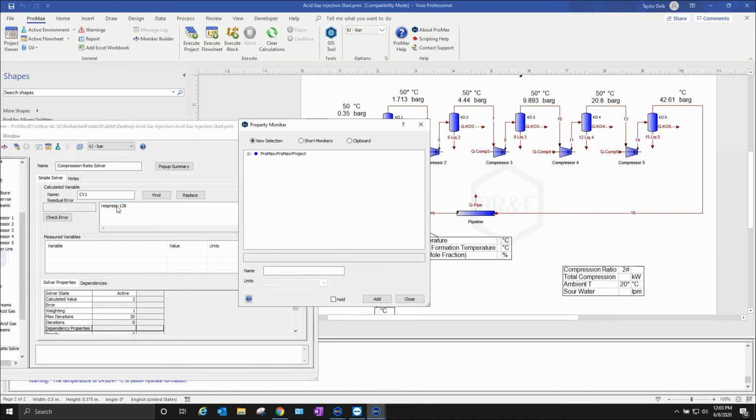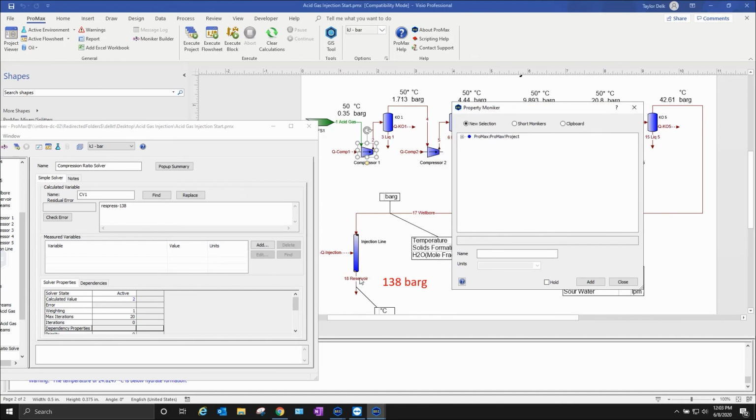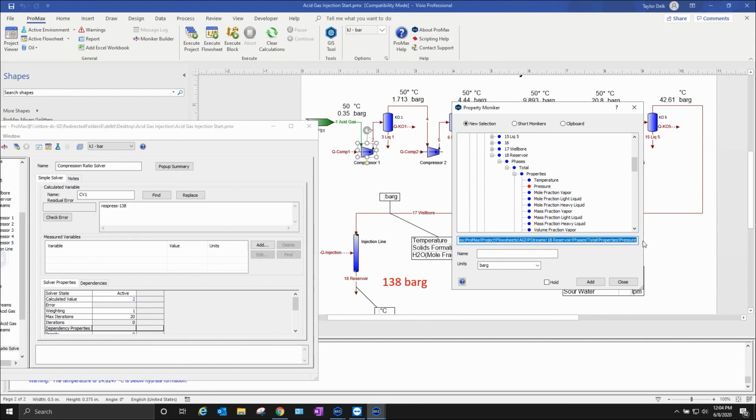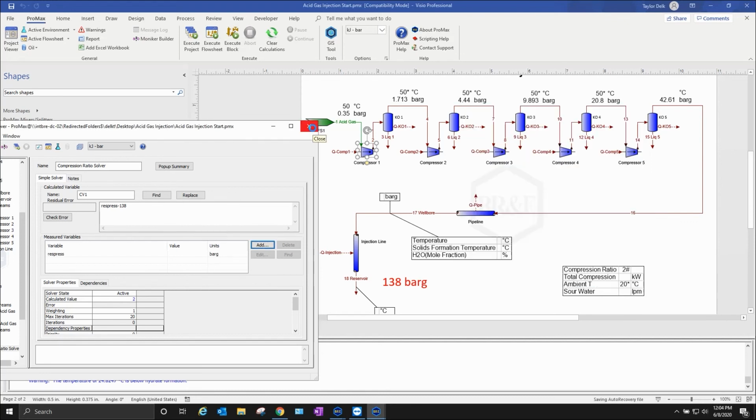But ProMax doesn't automatically know what that respress means. I know that it's the pressure in P stream 18 reservoir. So what I have to do is find that. I know it's on a flow sheet, the acid gas injection flow sheet, and I know it's a P stream. And here we found it. Pressure is a phase property of the total phase. And you can see here that ProMax is saying, I know what you're talking about. Now I just have to say that the name of this variable is respress. So when it looks at that error function, it finds that, compares it to 138, and decides whether or not it needs to iterate again. So this should be good to go, right?